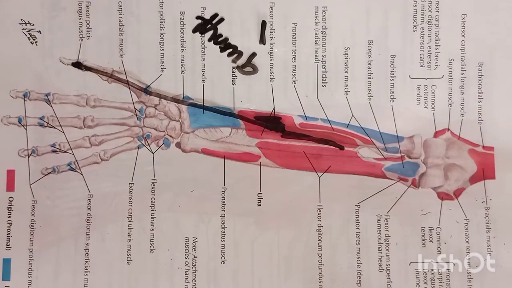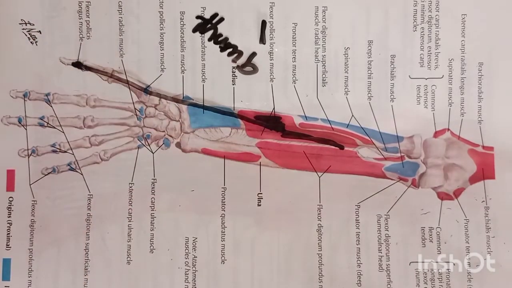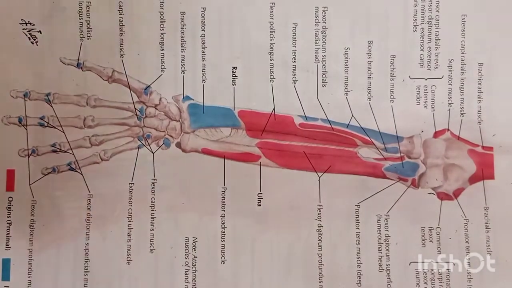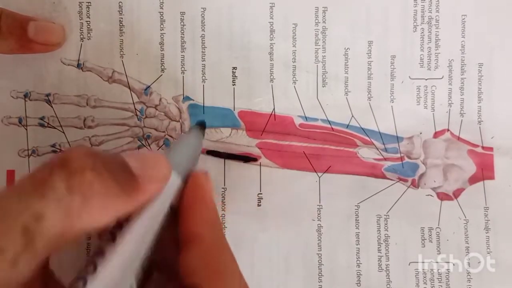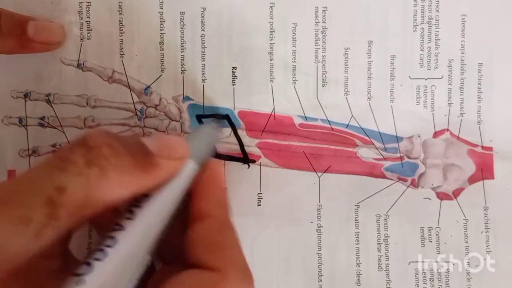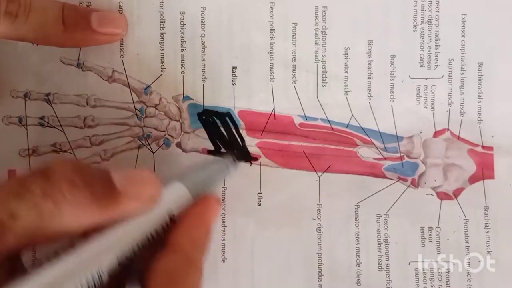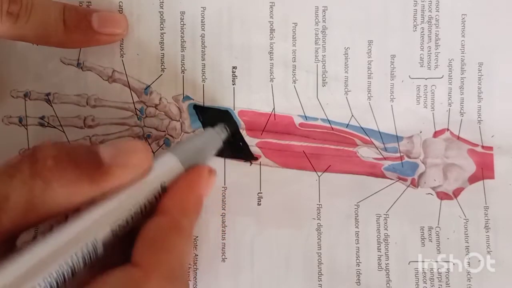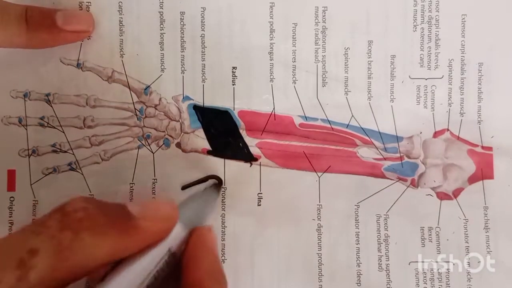So these were the muscles of the anterior compartment of the forearm, or these were the flexor muscles. The last one is the pronator quadratus muscle, which originates on the medial side of the ulna and is attached to the anterior side of the radius. This is the origin, this is the attachment of the pronator quadratus muscle. It is rectangular in shape, that's why it is called quadratus. So this is the pronator quadratus muscle.